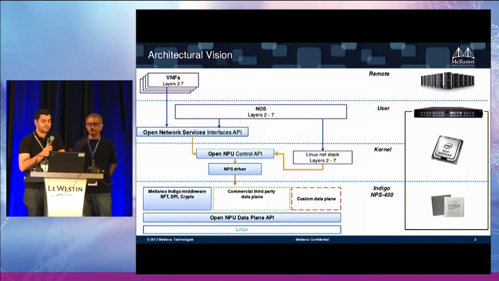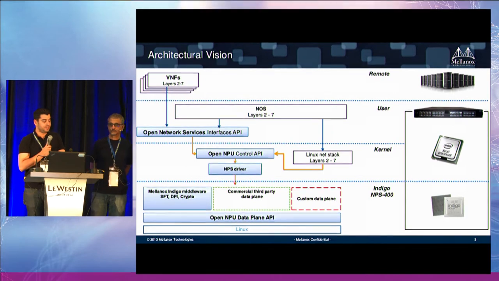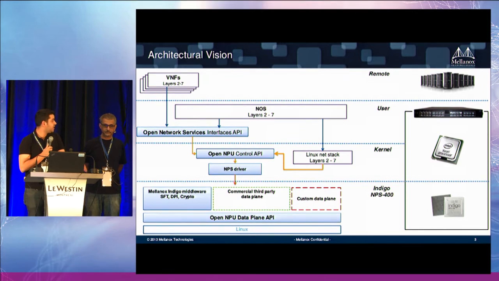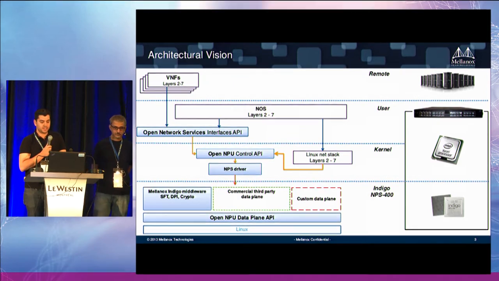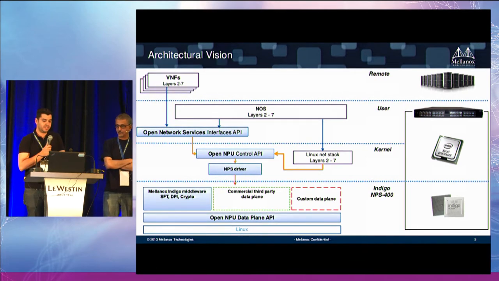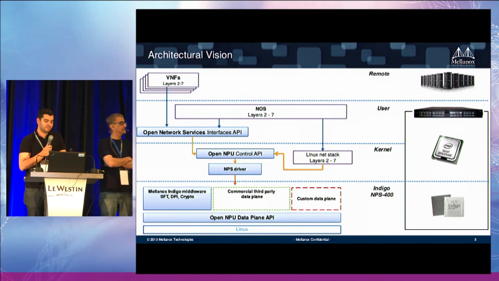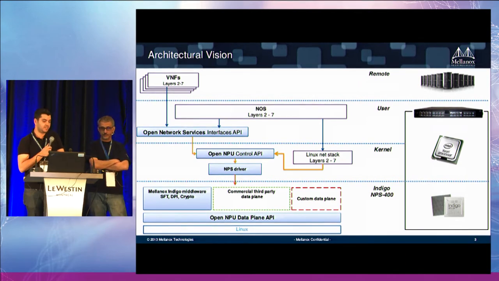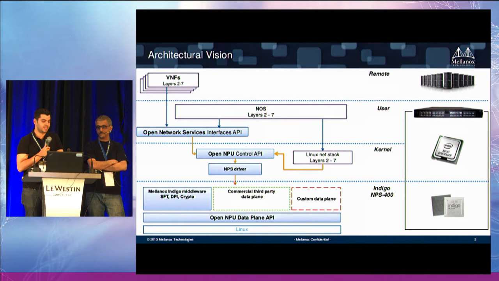So the NPS driver itself configures the OpenNPU. And the OpenNPU, the Indigo platform, as you can see in the lower side of this slide, also has an SDK library called OpenNPU Data Plane API, which enables the data path developer to effectively and easily develop a new data plane application on top of the Indigo platform. So any custom data plane or any third-party commercial data plane application can be developed easily using this SDK.